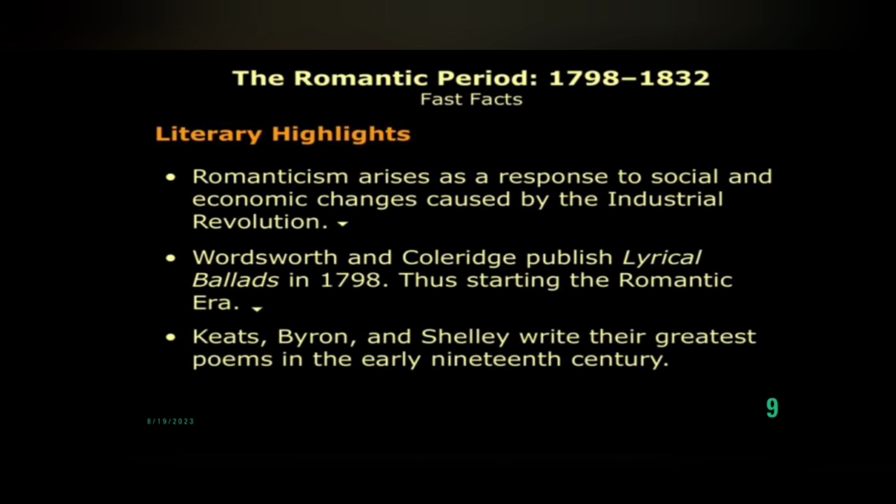So this was the Romantic age. Basically, this was in response to the social and economic change caused by the Industrial and French Revolutions. This age emerged in response to those changes.